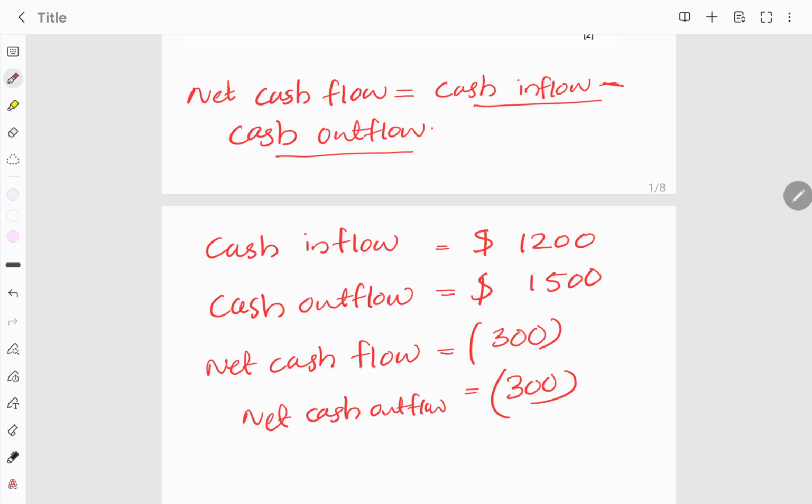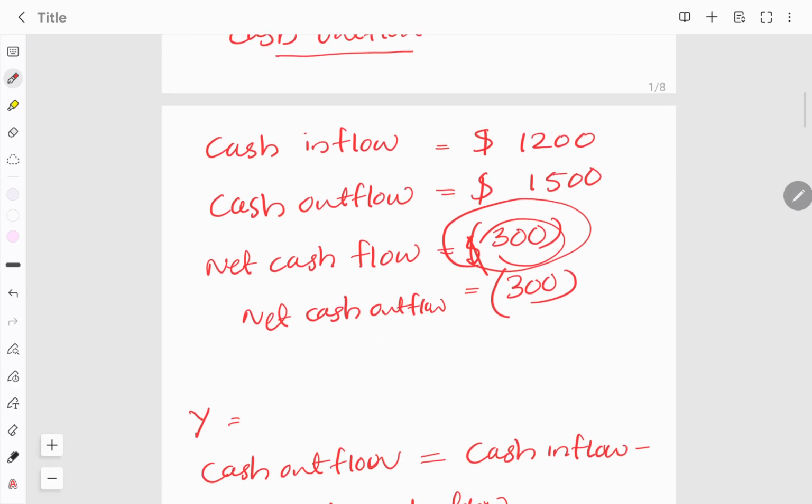Therefore the result is negative, so it is shown in brackets. The bracket indicates that this is a negative cash flow or net cash outflow. So the business has a net cash outflow of $300 in October. Now let's move on to November.